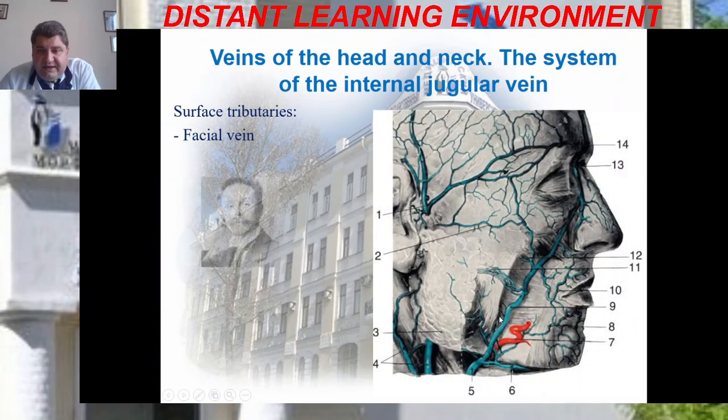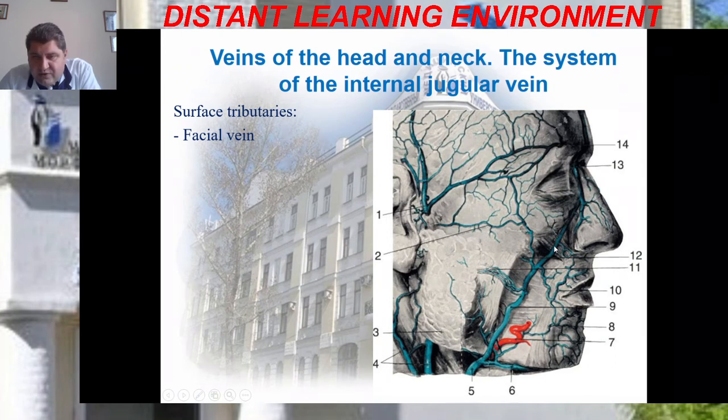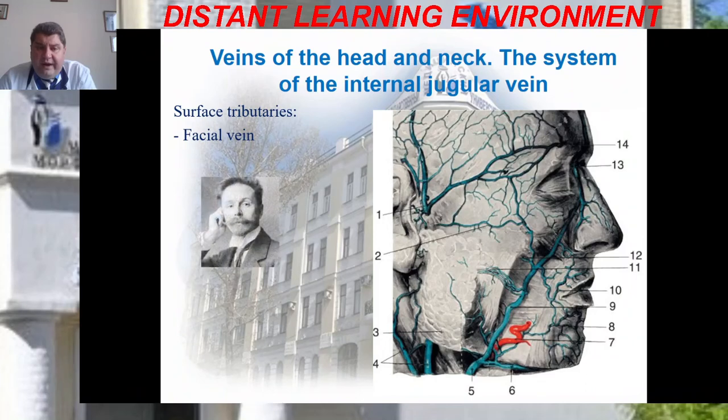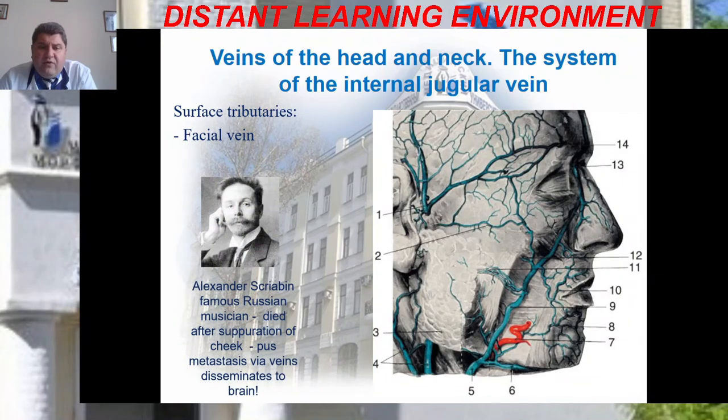Next, you may see the facial vein here in detail. Also, you may see the anastomosis between the facial vein and the superficial temporal veins, and also via the infraorbital canal, the inferior and superior ophthalmic veins. This is very important for understanding the metastasization of oncologic diseases and also suppurative diseases.